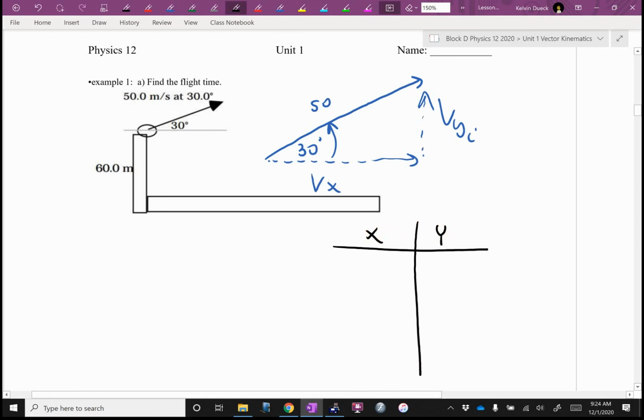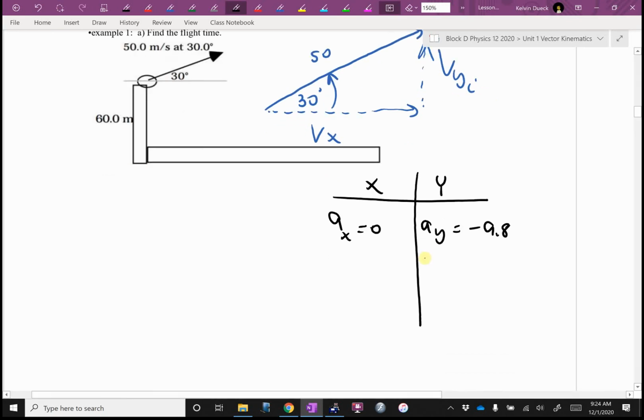Who remembers what I called my two physics no-brainers that I could write right now without even going to the rest of the question? Yes. And ay equals negative 9.8. The rest I will adjust to the question. Is there an angle? Did I say angle? Components. I'd like to find Vy initial and Vx.